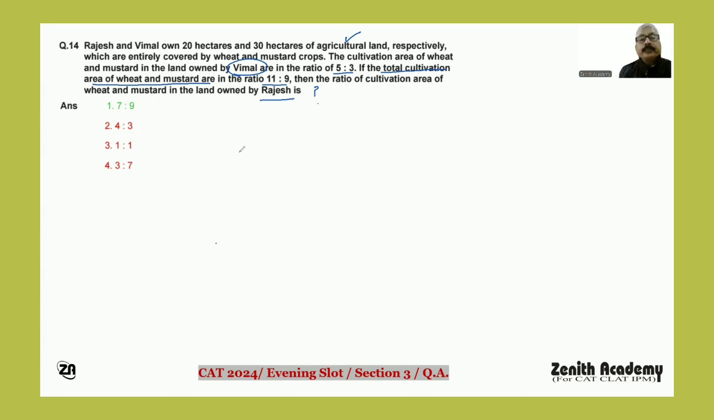So look here. Rajesh, Vimal, and total. So Rajesh, 20 hectares. Vimal, 30 hectares. So total is going to be 20 plus 30, 50 hectares.